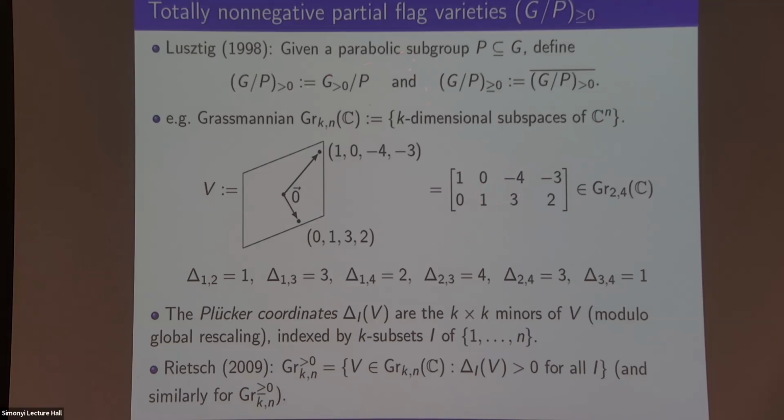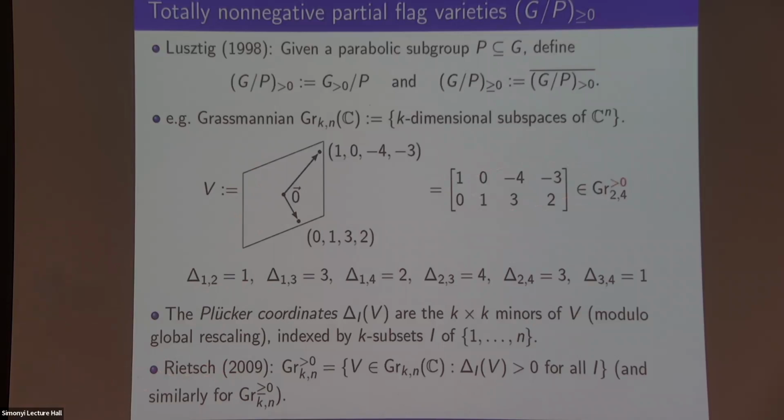This is not obvious from the definition. What it's saying is that if all the Plücker coordinates are positive, then I can find a matrix representative, which are the first 2 rows of a totally positive matrix. Which again is not obvious from Lusztig's definition, but it was proved by Rietsch in unpublished notes, and similarly for the totally non-negative part.